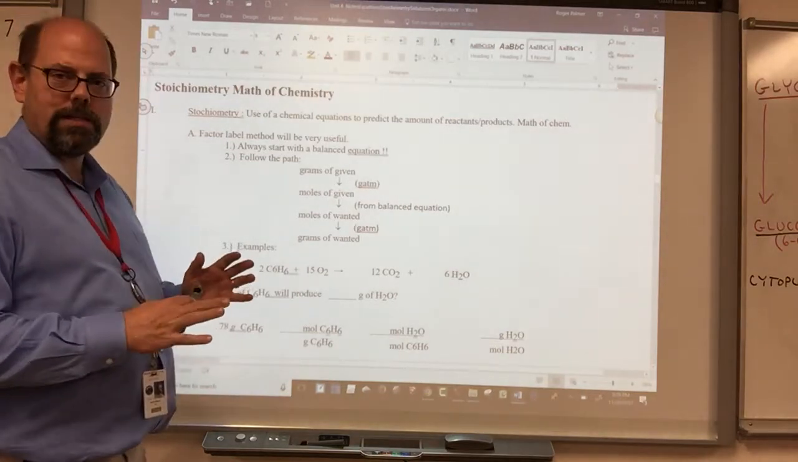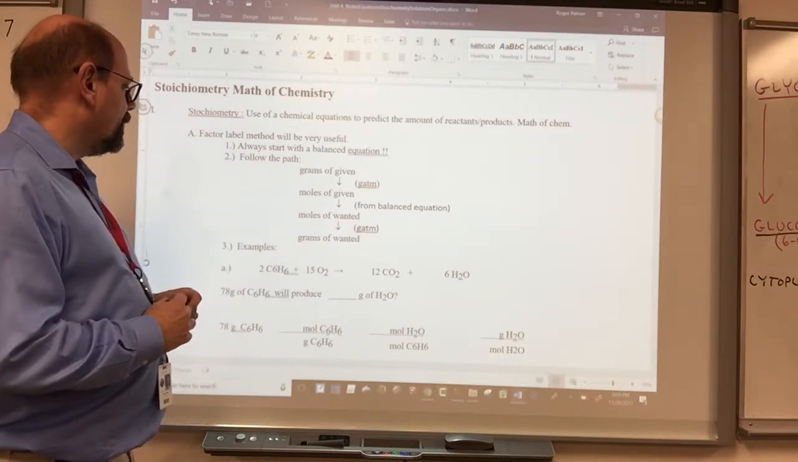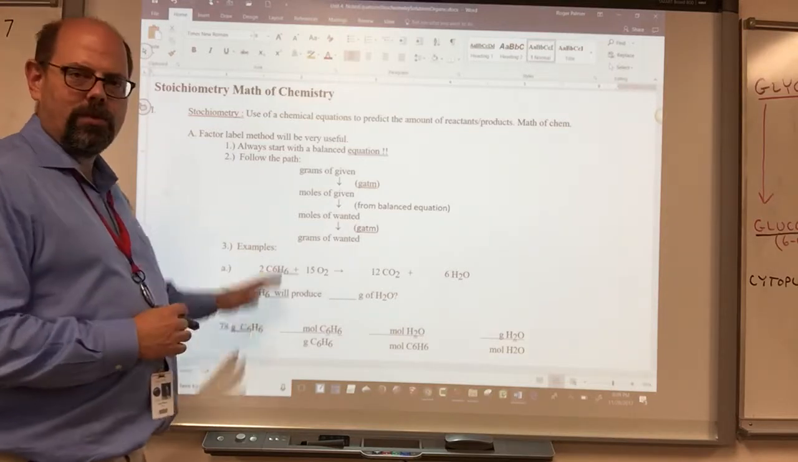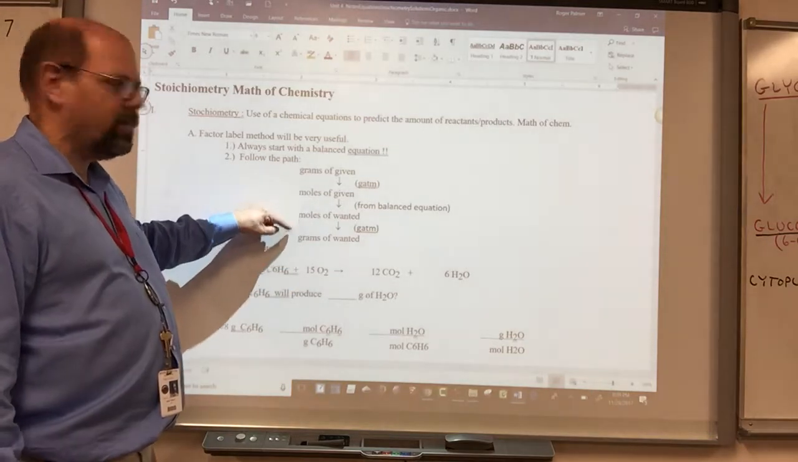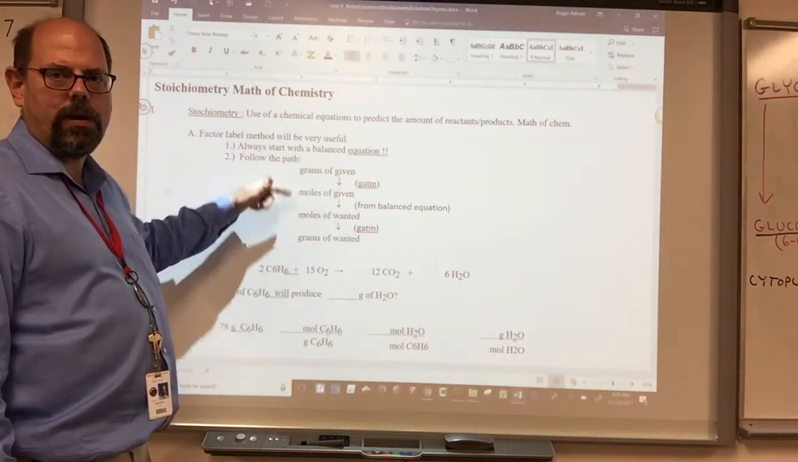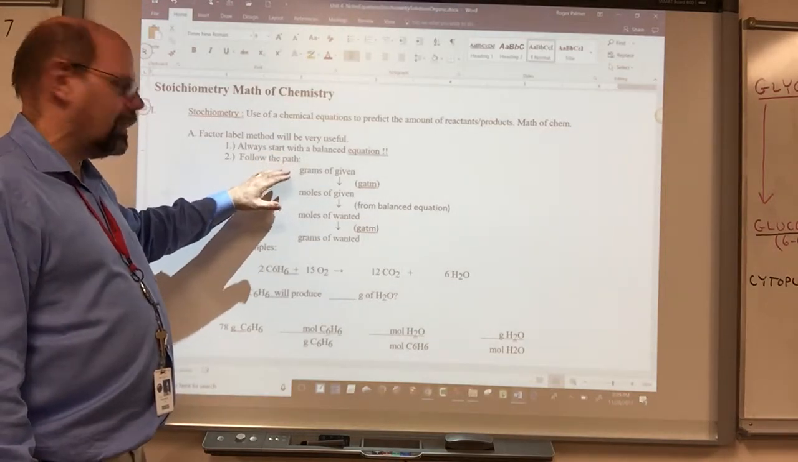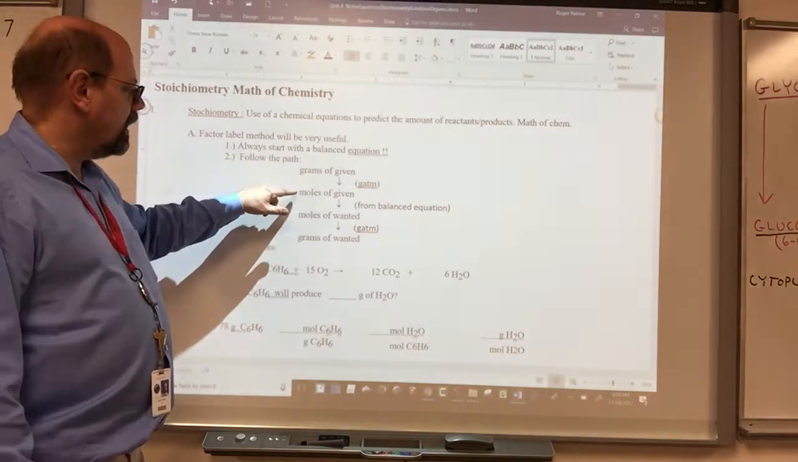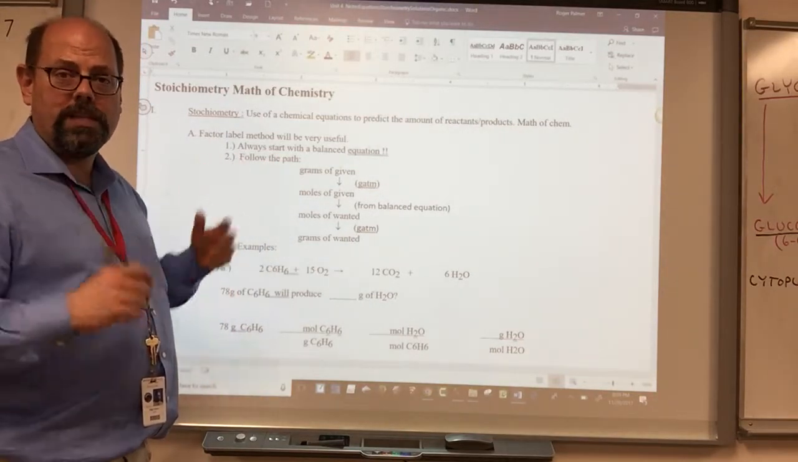Now, don't get too crazy or too scared or any of that kind of stuff, but I do want to help you realize that almost all of these problems are going to go along a certain path. They will always follow this path. You may just start a little bit further down the path, or higher in the path, and stop. But those are going to be from grams of what you were given, the given material in the problem. Now, you're going to change that to moles. That's always the first step. Change from grams to moles of what was given.